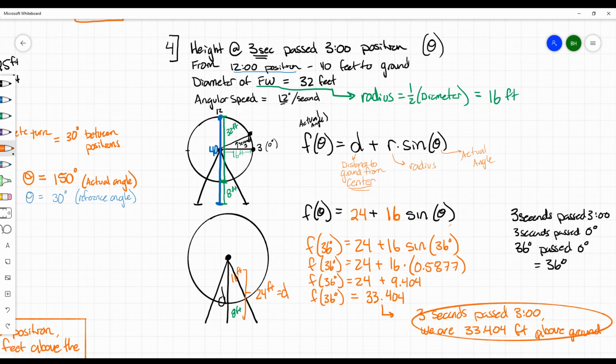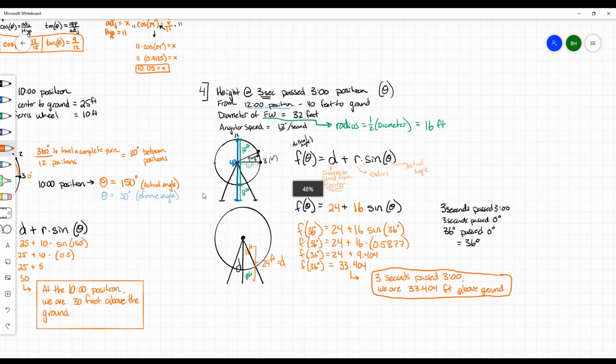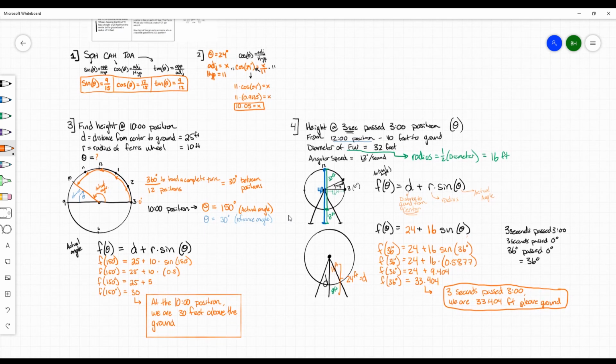Okay, so the last one's a little tricky. You just got to take into consideration a lot of different moving parts. But that was the solution to this problem. See if I can zoom out. Boom and boom. Those are the solutions.